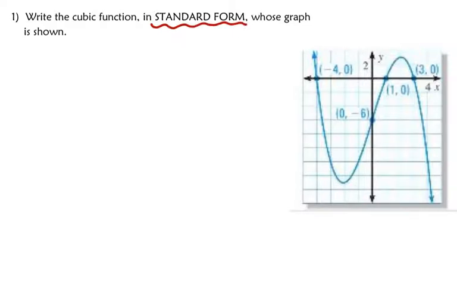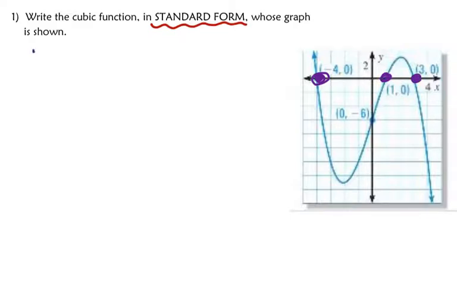So standard form means eventually we're going to want to multiply this all out and have it in standard form, which for a cubic function would be something like ax cubed plus bx squared plus cx plus d. So the first thing we want to look for here are the x-intercepts of the graph, which happens at (-4, 0), (1, 0), and then (3, 0).